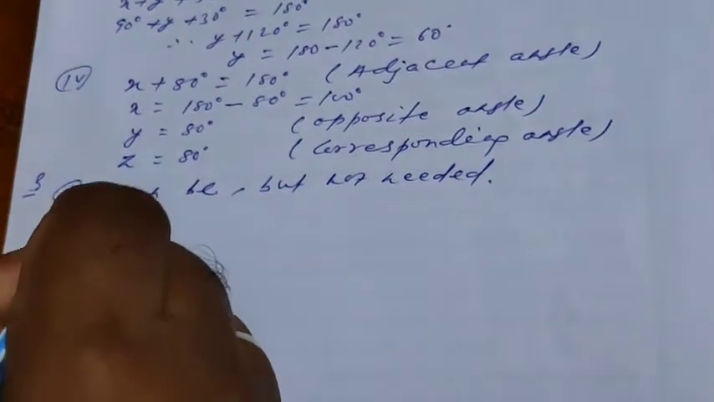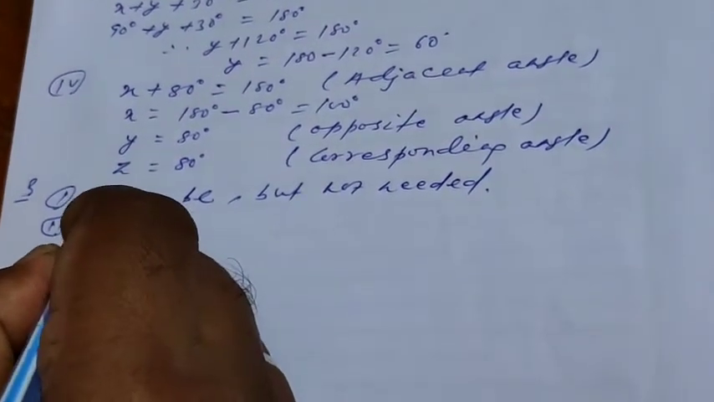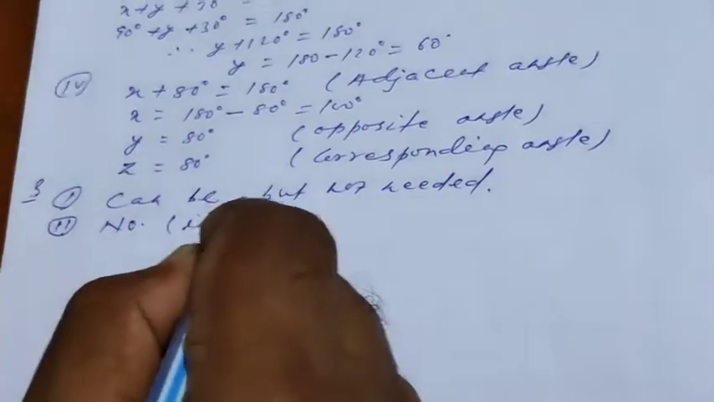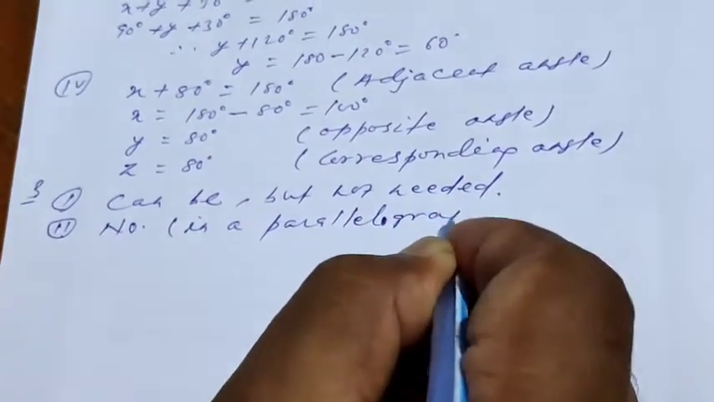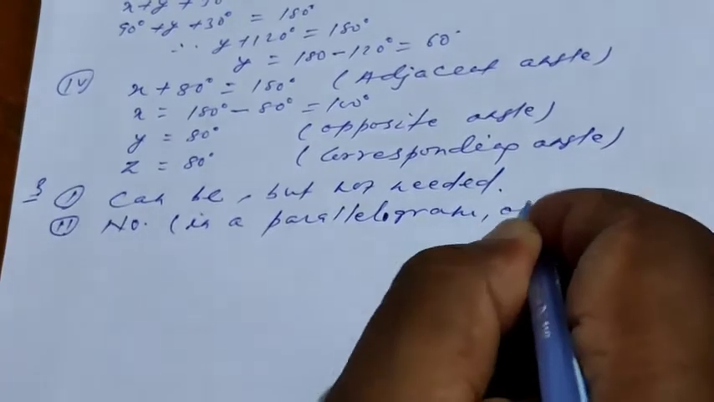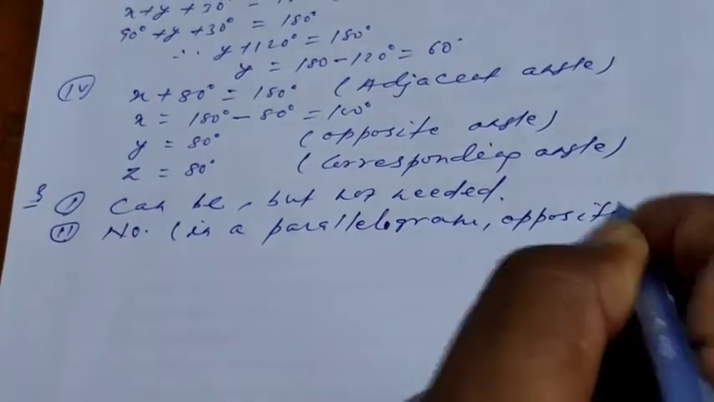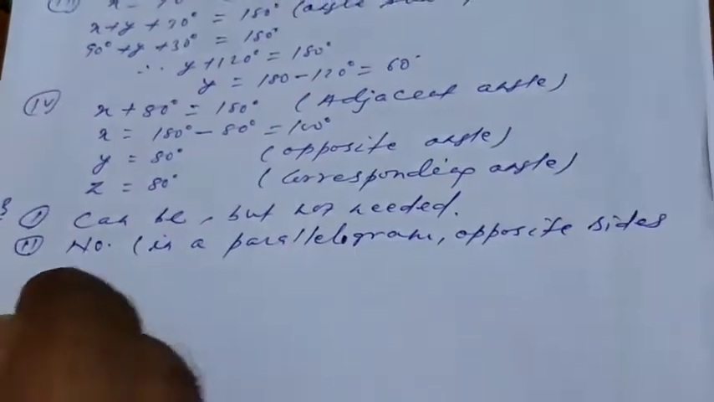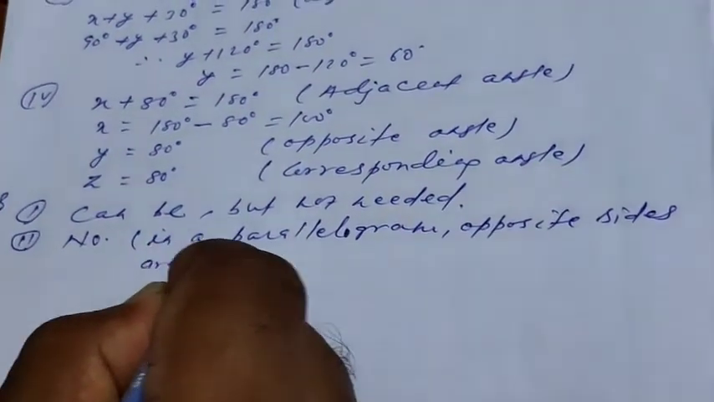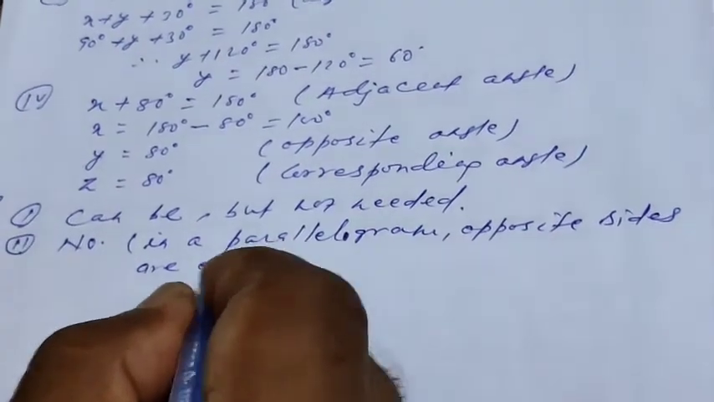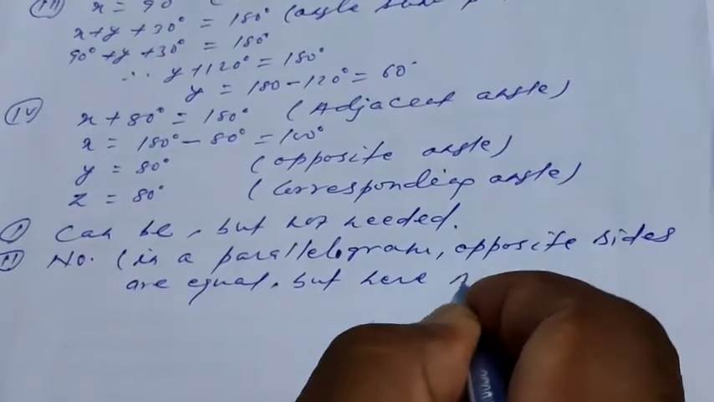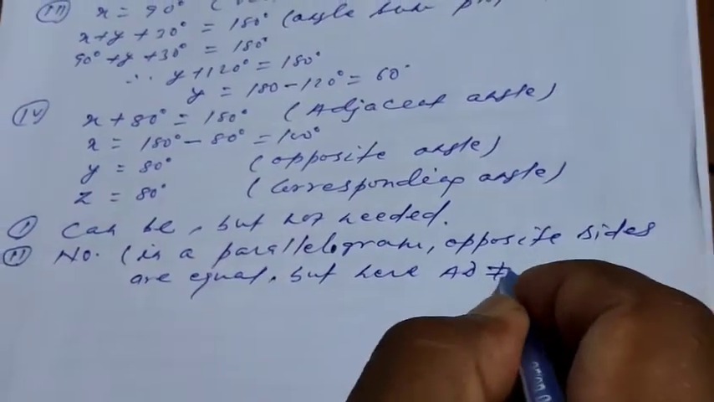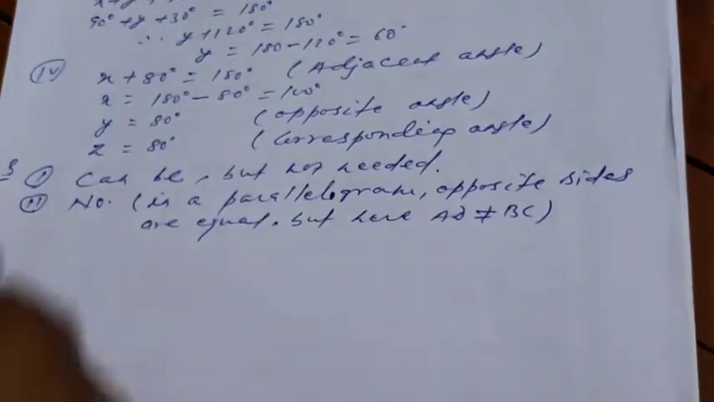And answer of second is no. In a parallelogram, we know that opposite sides are equal, but here AD is not equal to BC, and answer of 3 is no.